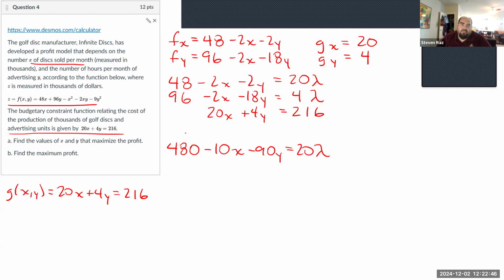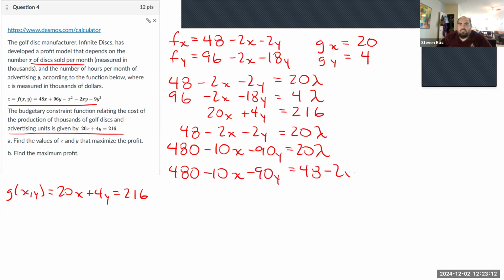But what else equals 20 lambda? I also have 48 minus 2x minus 2y equals 20 lambda. So since both those things equal 20 lambda, I can set them equal to each other. So 480 minus 10x minus 90y equals 48 minus 2x minus 2y. So now let's start putting things together. And in fact, let's put all the variables on one side, all the constants on the other.